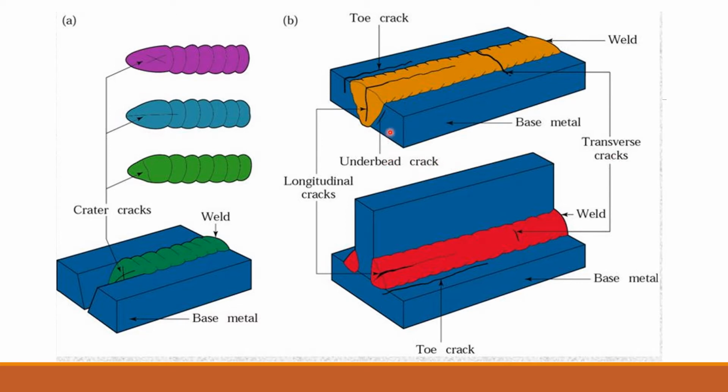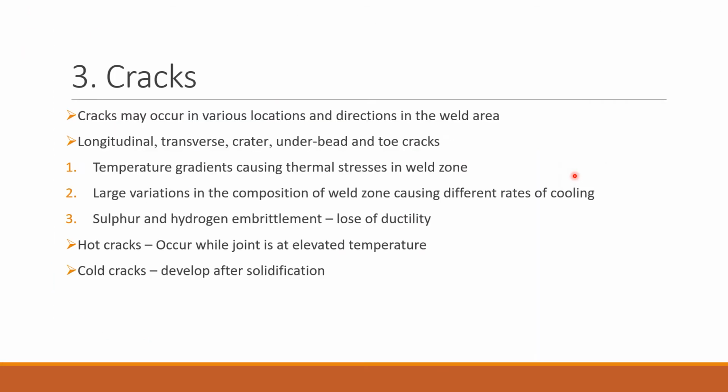And the underbead cracks that develop in the heat affected zone, as well as the toe cracks that develop along the length of the weld in the heat affected zone. There could also be crater cracks that develop randomly at the end of the welds. So these are the main types of the cracks that develop.